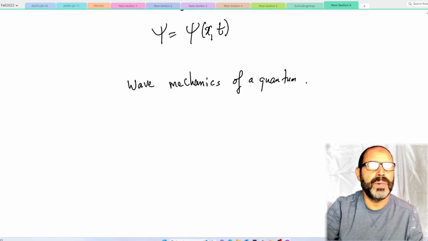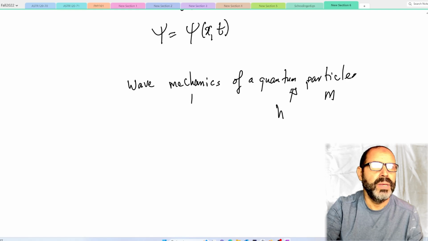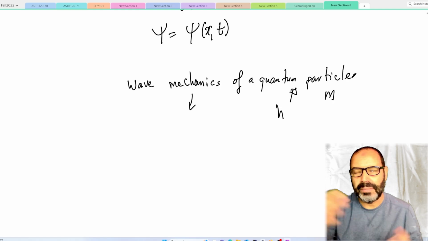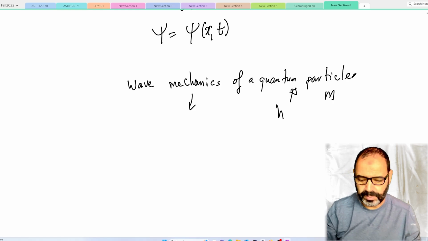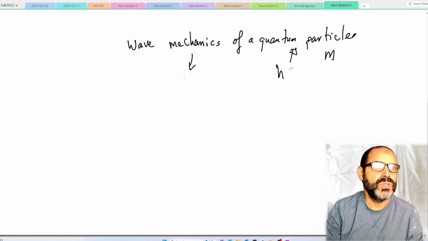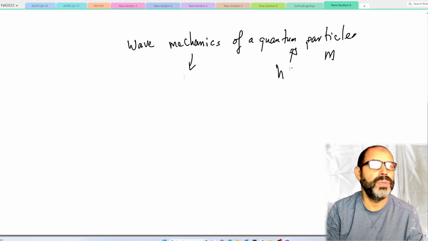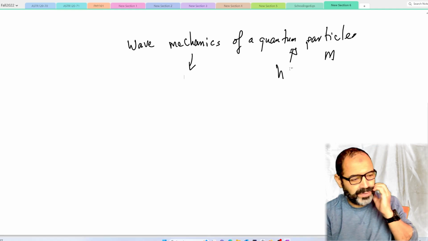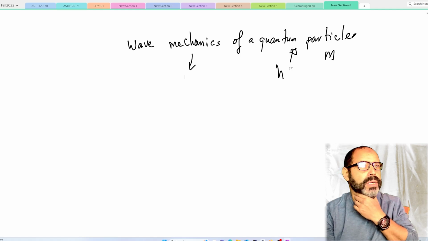Okay, quantum particle. So when I say particle, I mean m. Quantum most likely involves h, Planck's constant. Mechanics is some sort of dynamics involving energy and positions and momentum and all of that stuff. So let's see where it comes from. That's the whole point here, or at least some sort of a rationale for it.